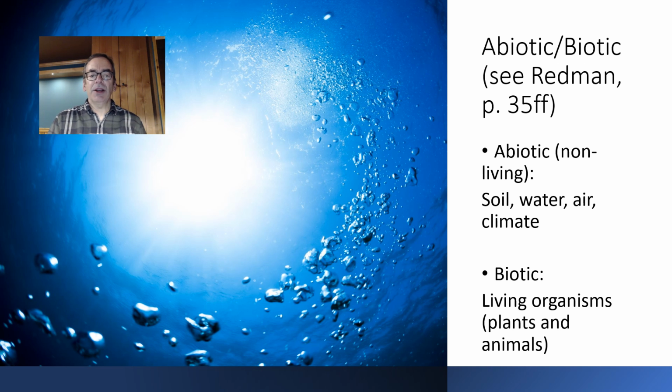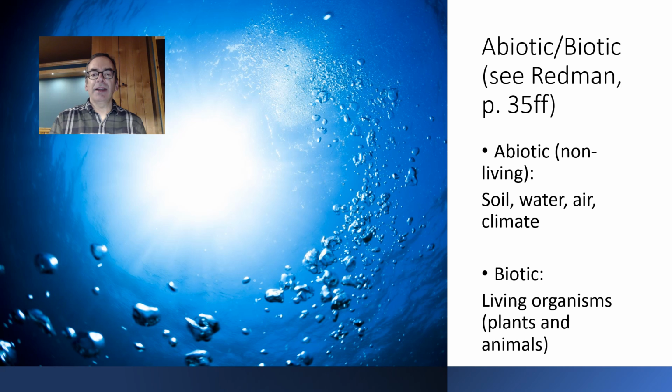I also want to talk a little bit about the ecology. So you will see in Redmond, page 35 and following, a couple terms here that we need to know because they'll pop up in the literature. So you've got abiotic and biotic. Now, sometimes when you see an A in front of a word, it's called an alpha primitive, and it means the opposite.